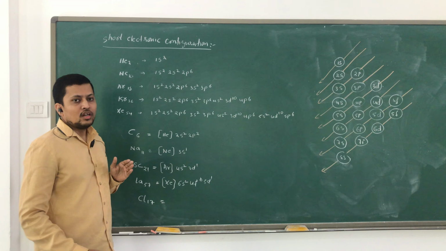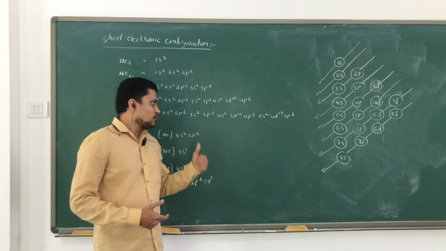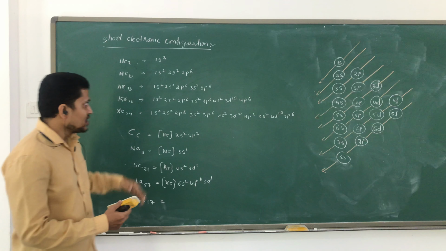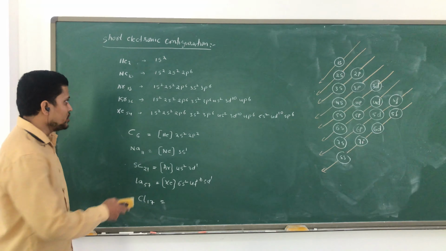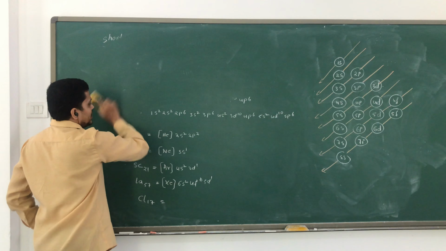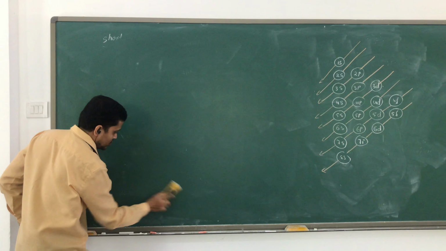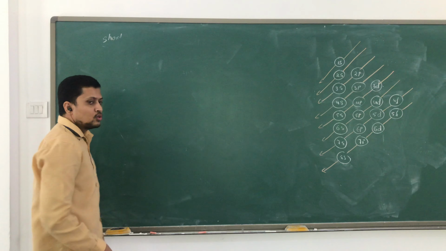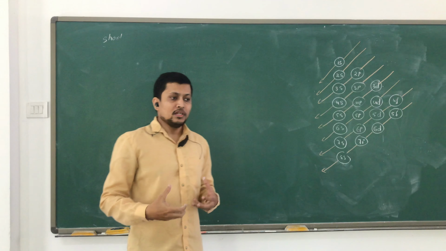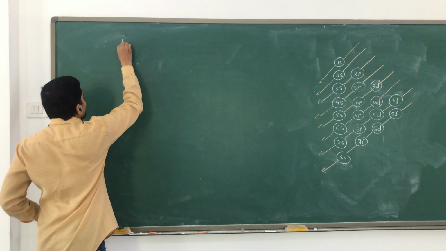Hope you understand this particular short electronic configuration topic. After this, one more topic is left, that is Hund's rule, which I am going to explain now. It is a small topic. So we'll see what Hund's rule is. Hund's rule is also called Hund's rule of maximum multiplicity.